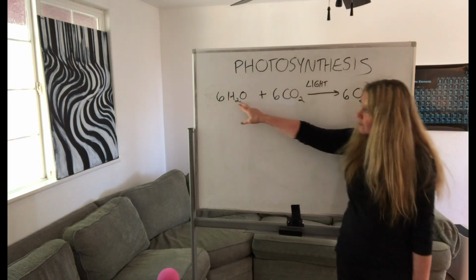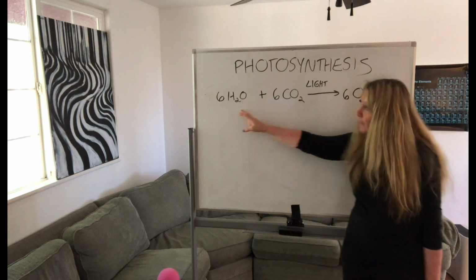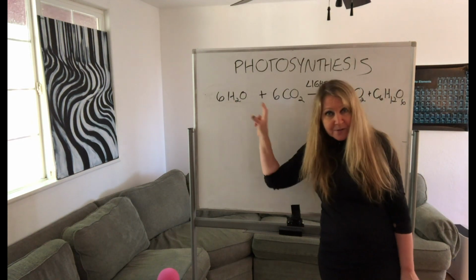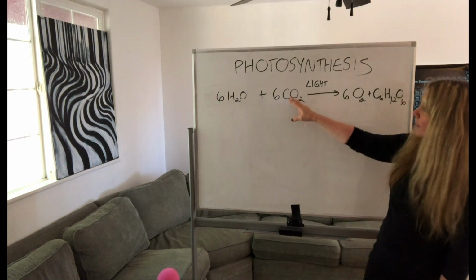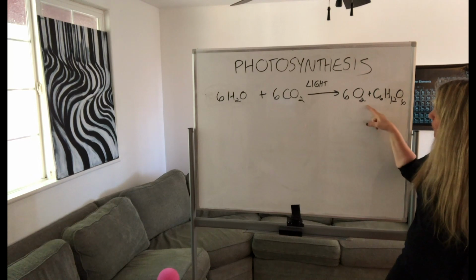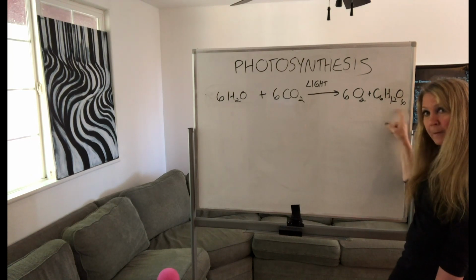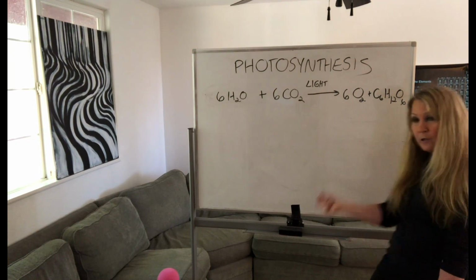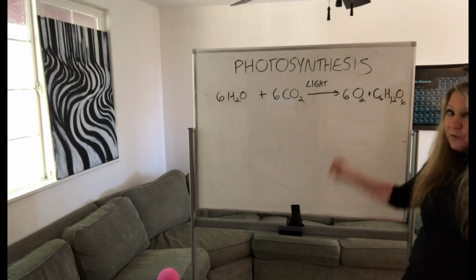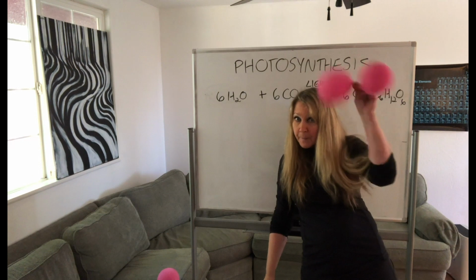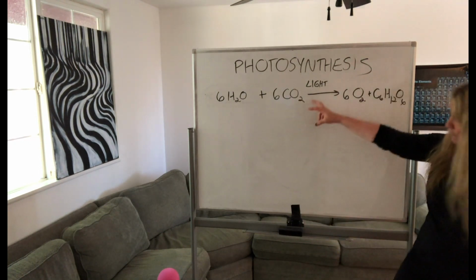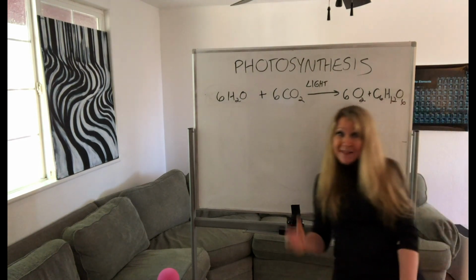So we have the form of water and carbon dioxide. These are the reactants in photosynthesis. And with light, sunlight, it produces glucose, sugar, the most important product, and also produces oxygen. So the oxygen that we breathe comes from the process of photosynthesis.